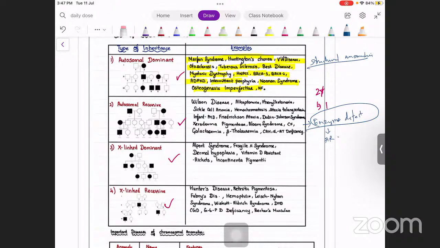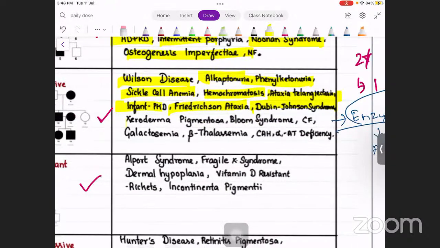So now speaking about autosomal recessive, it consists of Wilson disease, alkaptonuria, phenylketonuria, sickle cell anemia, hemochromatosis, ataxia telangiectasia, infantile polycystic kidney disease, Friedreich ataxia, Dubin-Johnson syndrome, xeroderma pigmentosum, Bloom syndrome, cystic fibrosis, galactosemia, beta thalassemia, congenital adrenal hyperplasia, and alpha-1 antitrypsin deficiency.